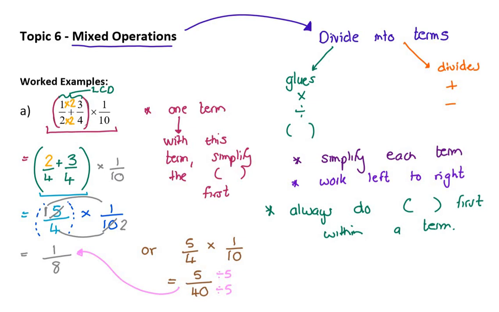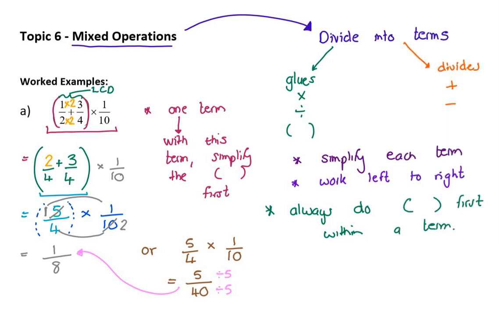So what was this worked example meant to explain to us? This worked example was meant to show us that this was one ginormous term. If it's one ginormous term, the only thing I really have to worry about is first do the bracket, and then I can work from left to right.